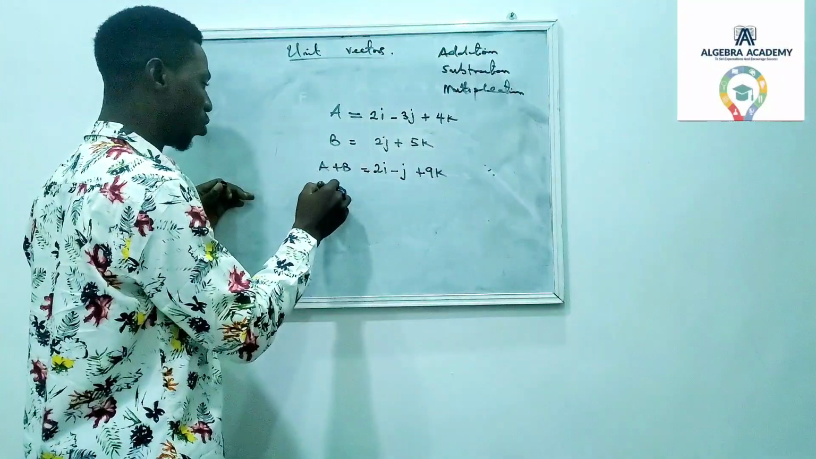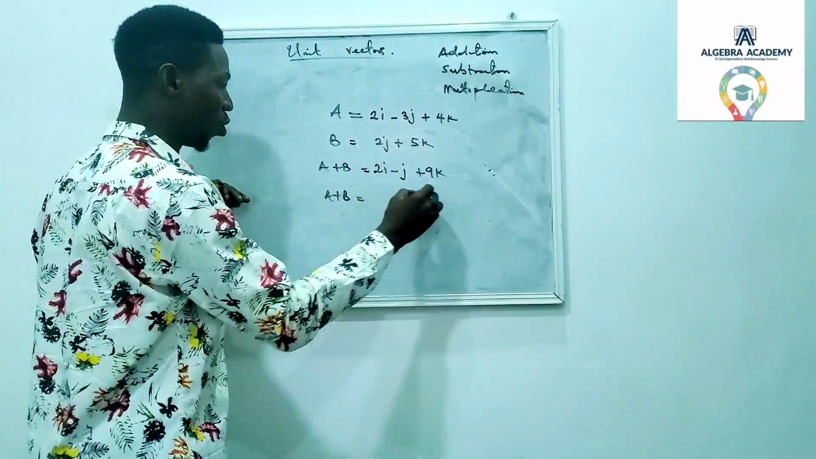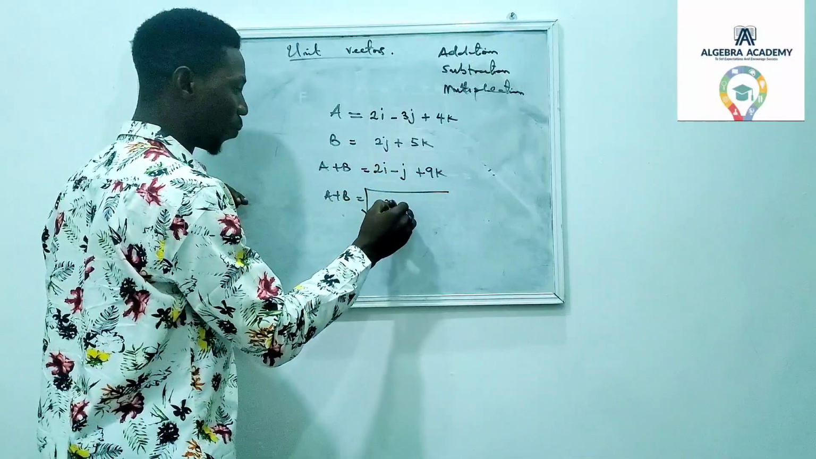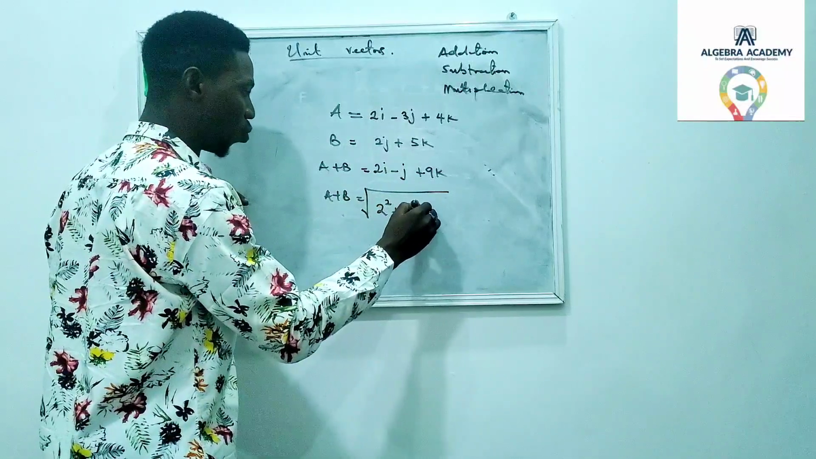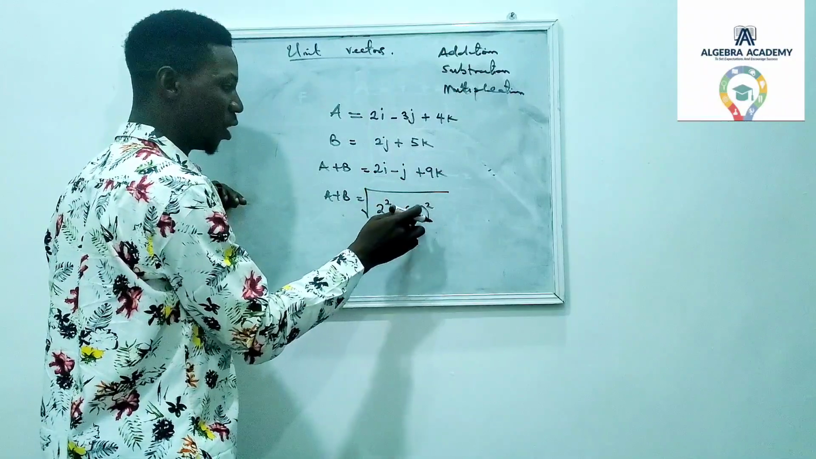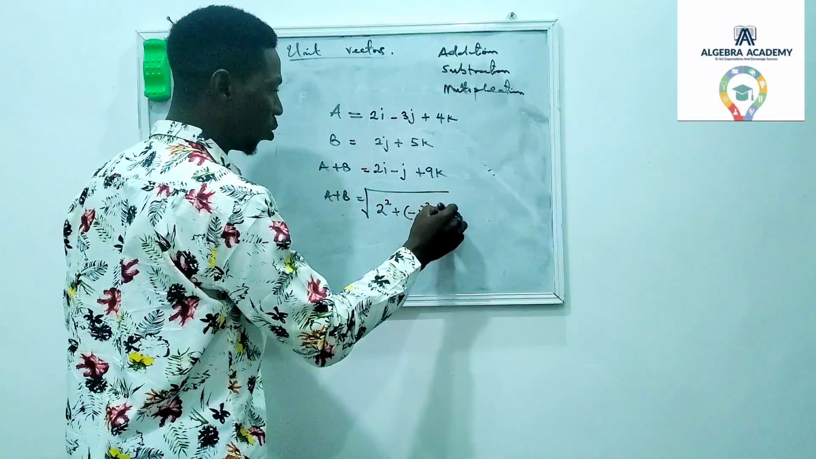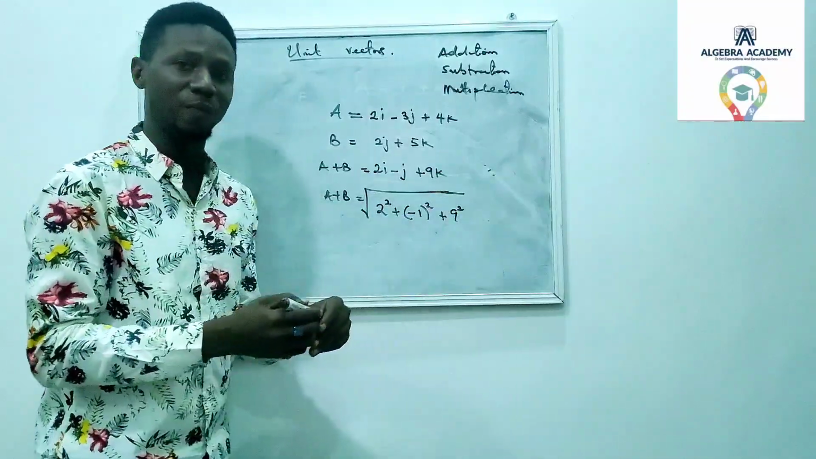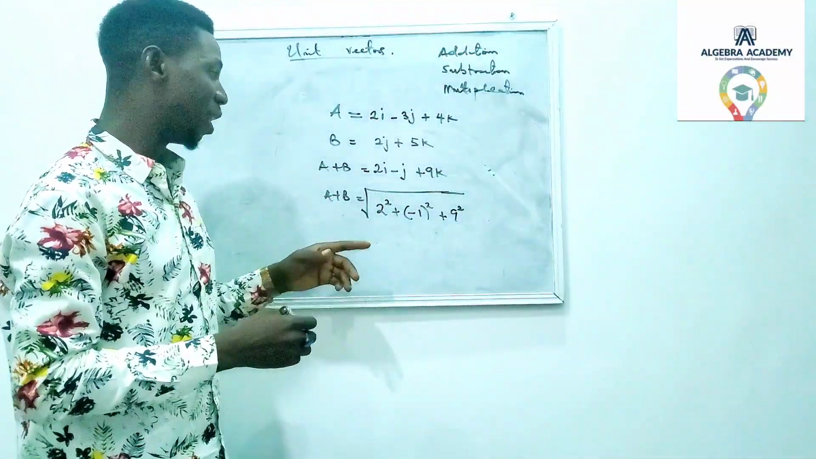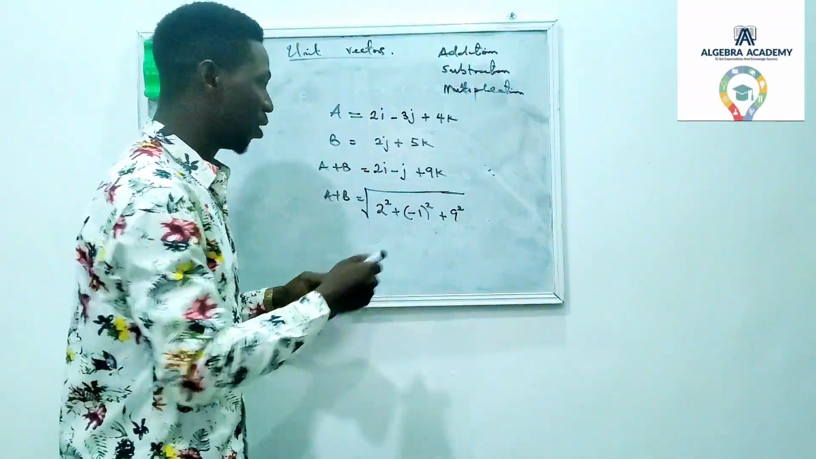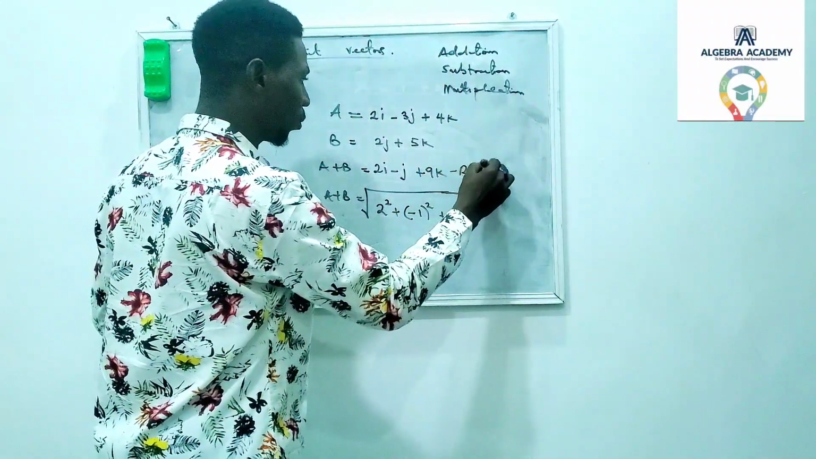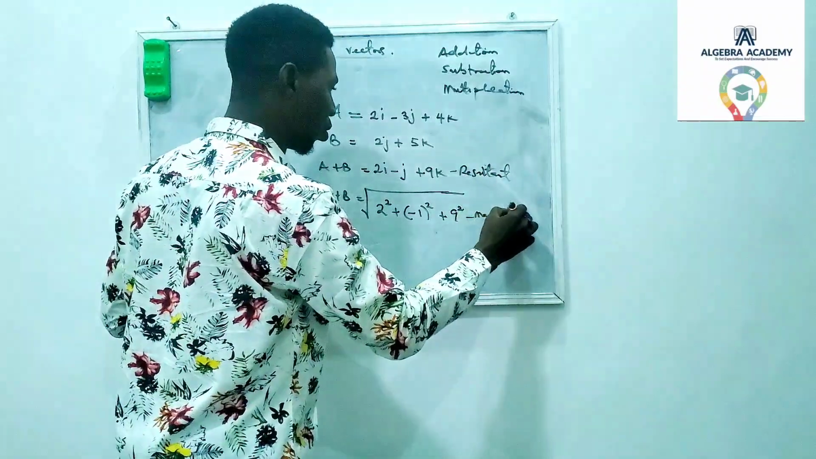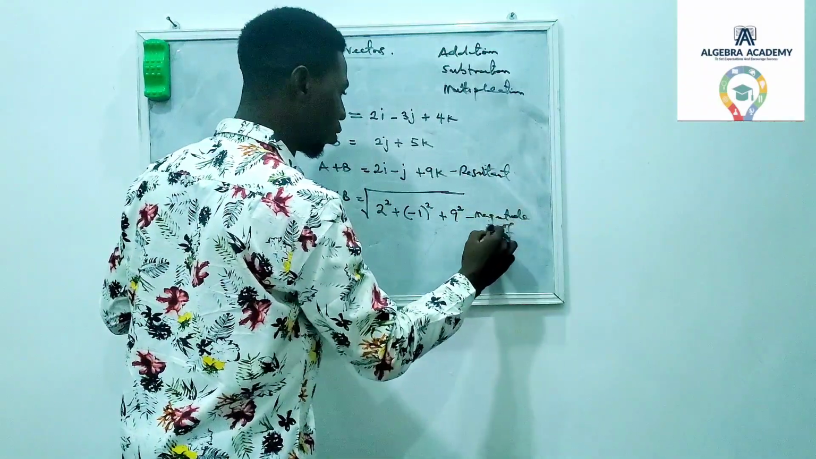Just say the magnitude of the resultant A plus B is equal to the square root of 2 squared, you pick one after the other, plus in brackets minus 1 squared, because what you have before j is minus 1. Then the last one, plus 9 squared. If you add everything together and square it, it gives you just a single value, and that represents the magnitude of the resultant. This is your resultant, and this is the magnitude of the resultant.